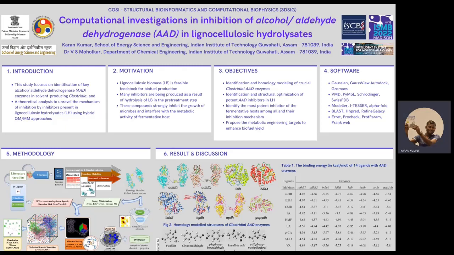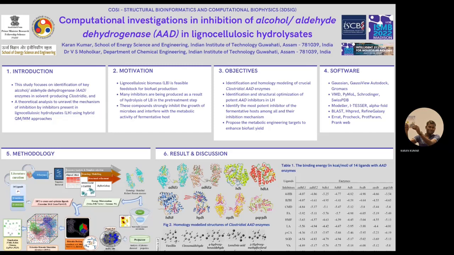As we all know, lignocellulosic biomass is a feasible feedstock for biofuel production. However, in the pre-treatment step of lignocellulosic biomass for producing biofuel, many inhibitors are produced as a result of oxidation and reduction of components present in lignocellulosic biomass. These compounds strongly inhibit the growth of microbes and interfere with the metabolic activity of fermentative hosts.